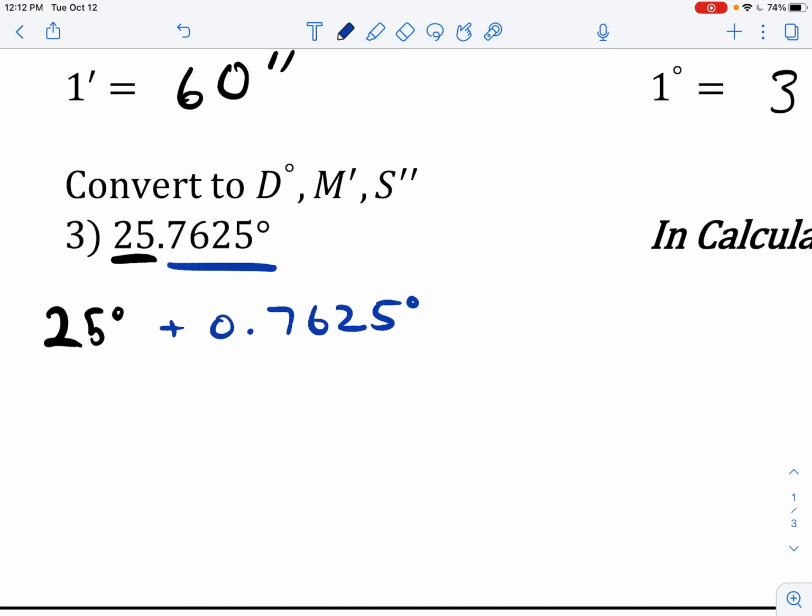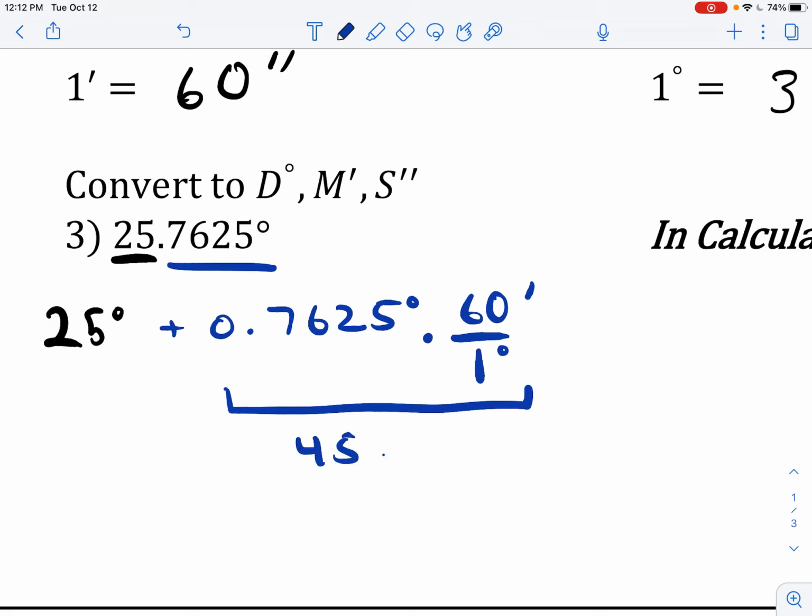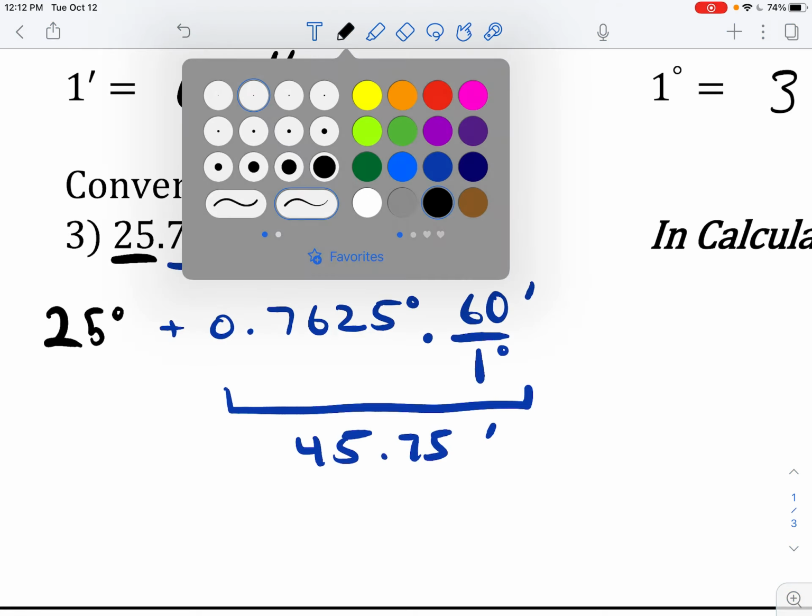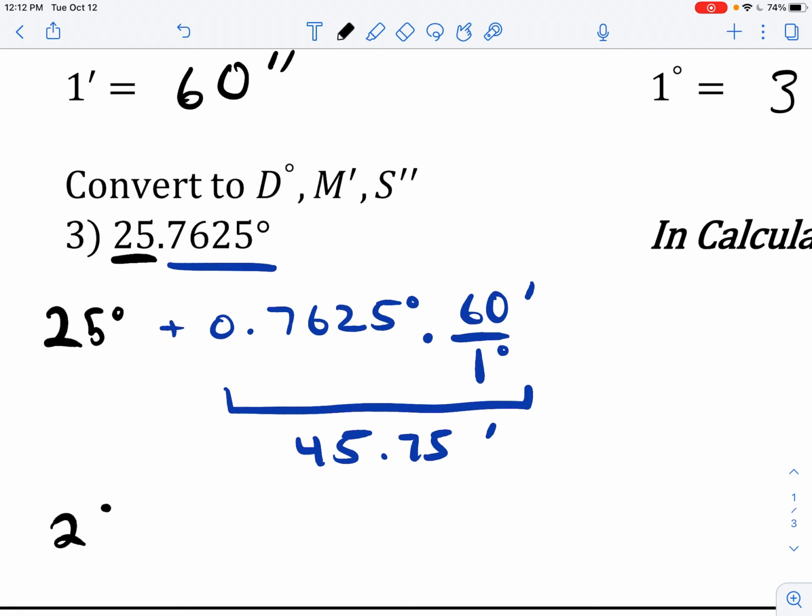How many minutes is this? This time we're going the other way. I know that in 1 degree, there are 60 minutes. So if you do 0.7625 times 60, all of this should come out to 45.75 minutes. So what we can now write is we've got 25 degrees, we've got 45 minutes. But what about this 0.75? This is 0.75 of a minute. We need to convert that into seconds.